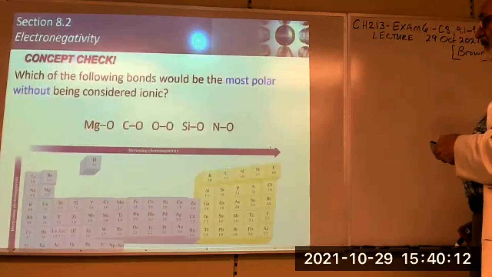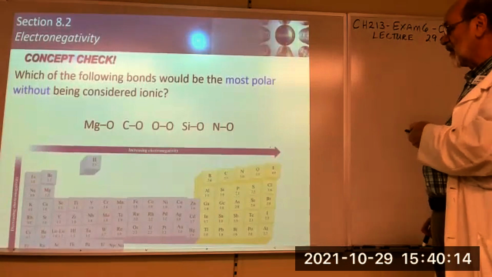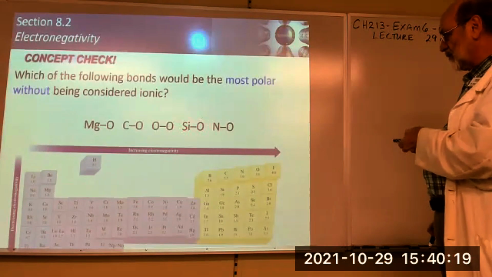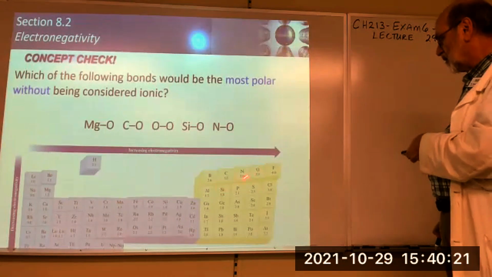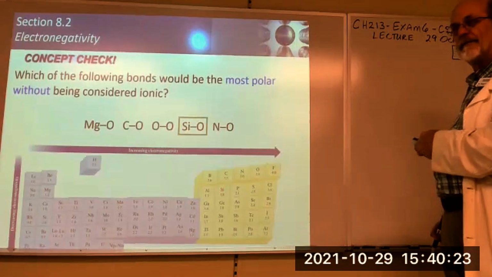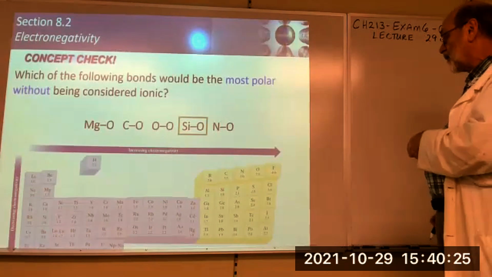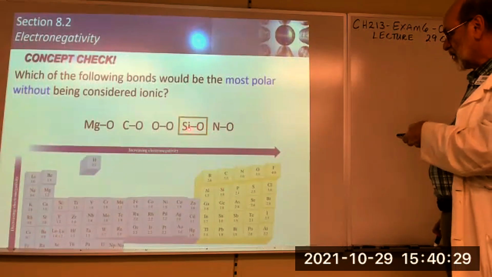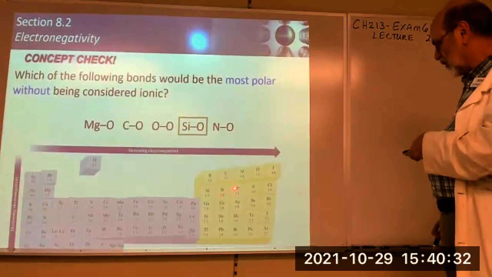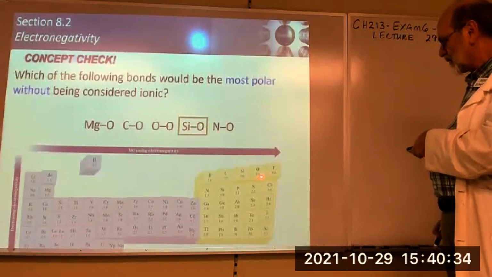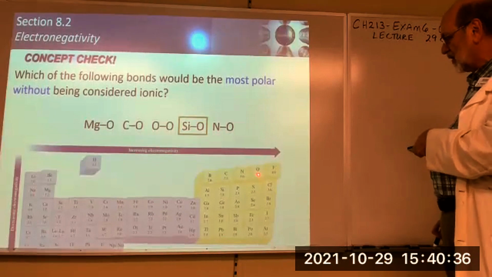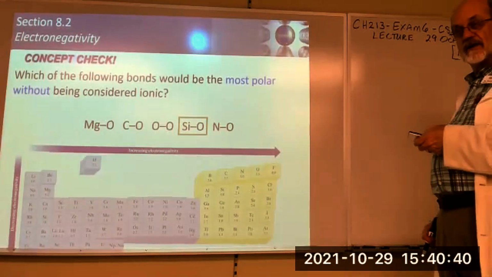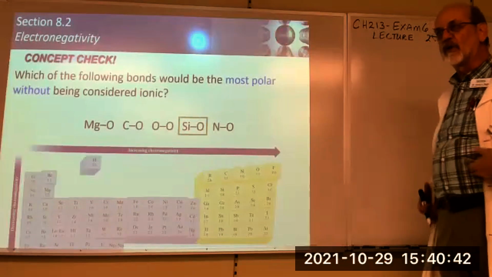Okay. Most polar without being considered ionic, I bet it's this one right here. They're the farthest apart on the periodic table. And you can also check the numbers. You can say silicon and oxygen: silicon's 1.8, oxygen's 3.5, so that's 1.7. Then you can do the same thing with the others and compare the values. The larger the value, the more polar it is.